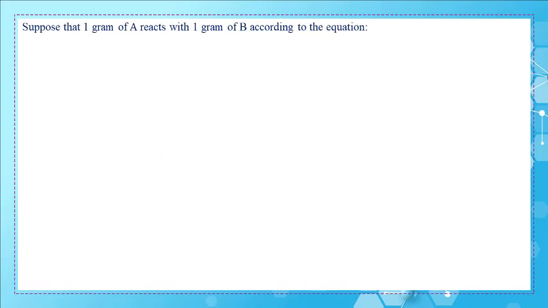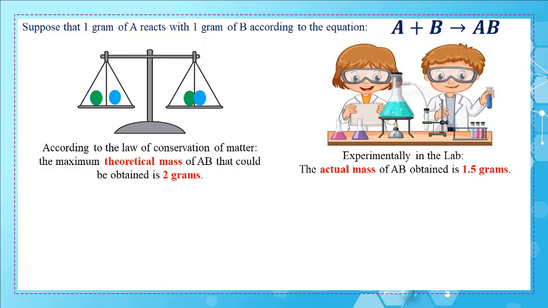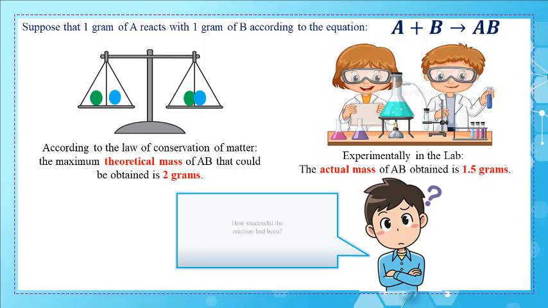Suppose that 1 gram of A reacts with 1 gram of B according to the equation A plus B gives AB. According to the law of conservation of matter, the maximum theoretical mass of AB that could be obtained is 2 grams. Experimentally in the lab, the actual mass of AB obtained is 1.5 grams. But how successful the reaction had been?